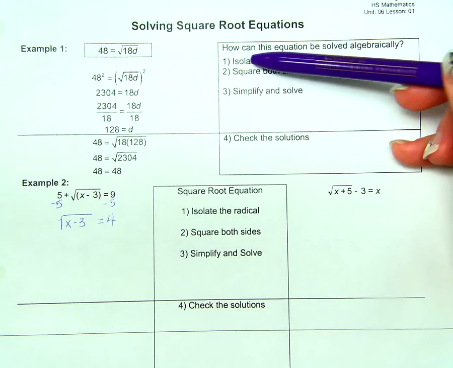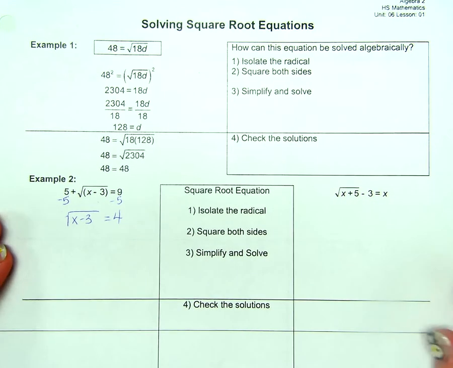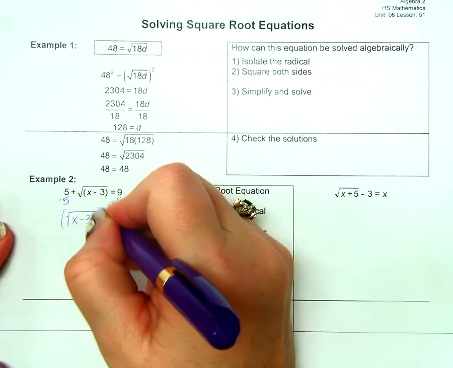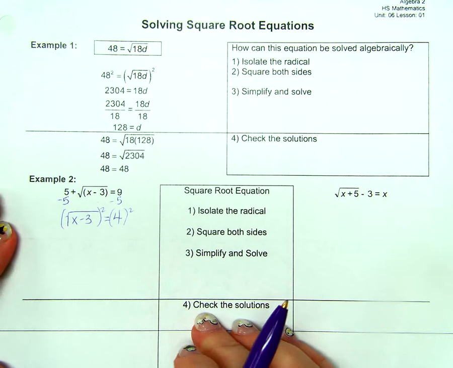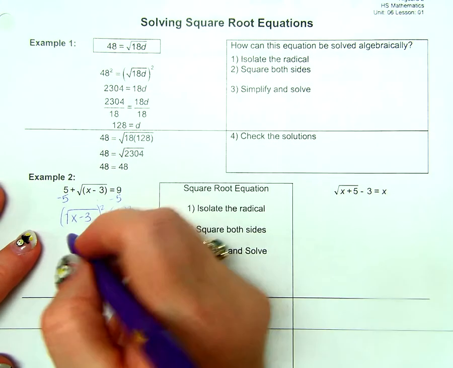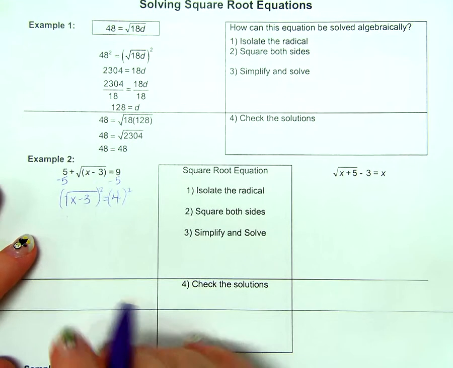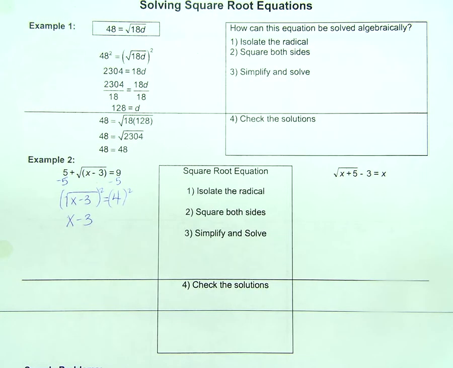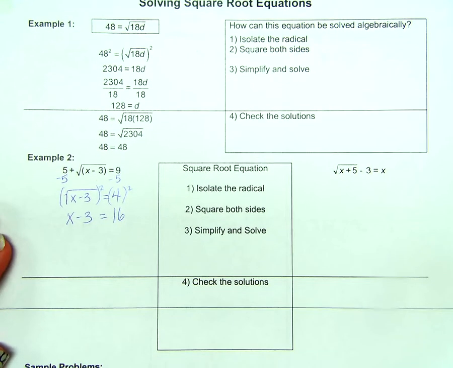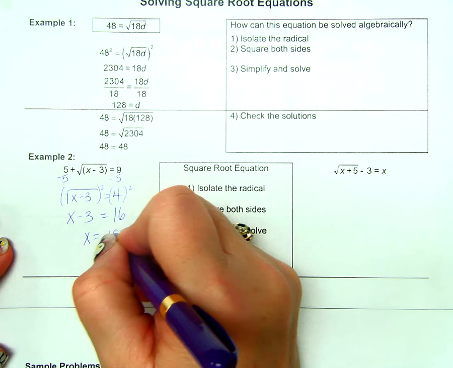So if you'll notice, the first step for you to do every time is to isolate the radical. Get the radical by itself. Now square both sides. So if I square both sides, the whole side, right? Not just individual parts, but the whole side. What do I end up with on the left-hand side? X minus 3. Whatever was in the radical, that's what I end up with outside of the radical when I square both sides. Fair enough? Equals what? 16. Add 3. X equals 19.